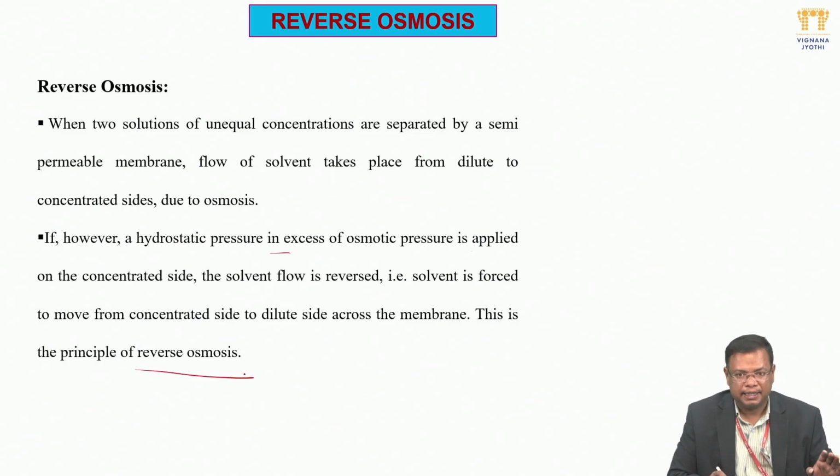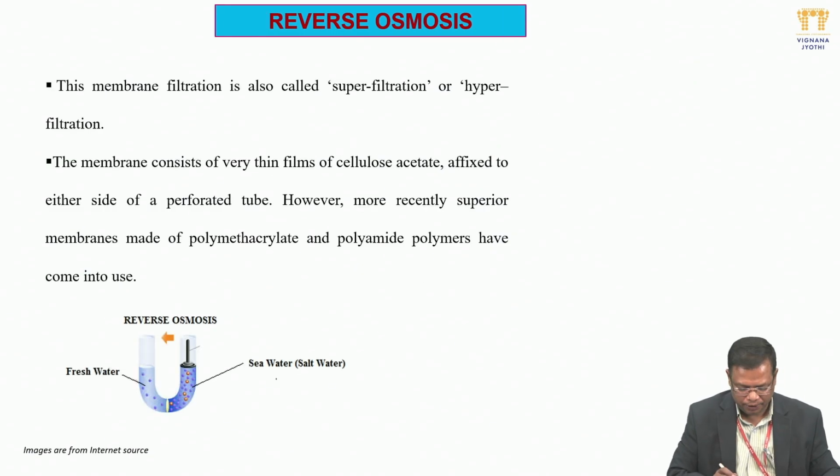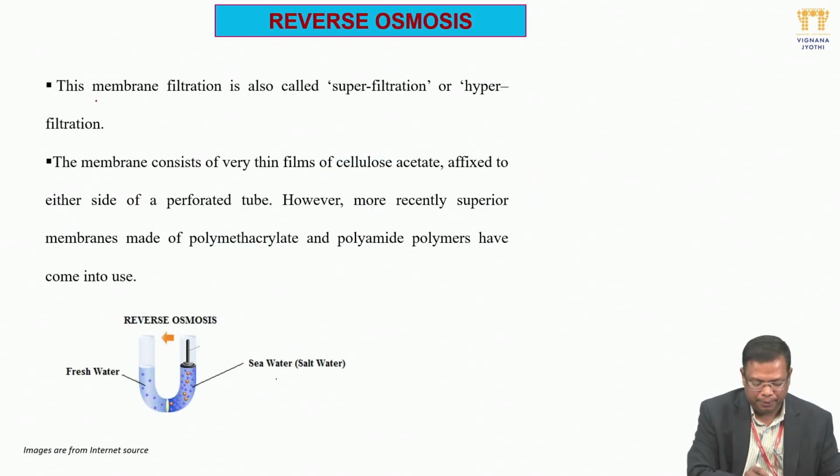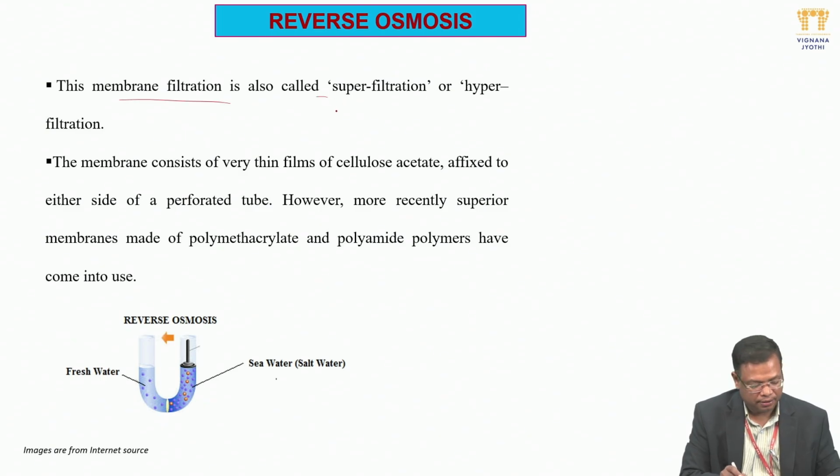So an osmotic pressure is developed in the osmosis process. From low concentration to high concentration, the solvent is moved. At that time, the surfaces of both sides of the solutions are differentiated, one with high concentration and the other with low concentration. At that time osmotic pressure is developed. This membrane filtration is also called ultrafiltration or hyperfiltration.